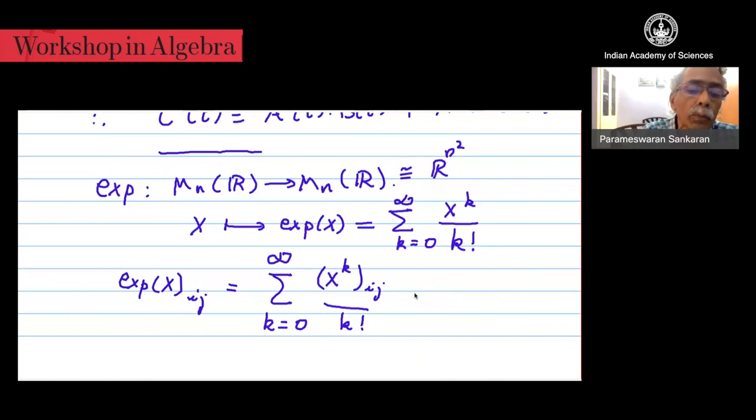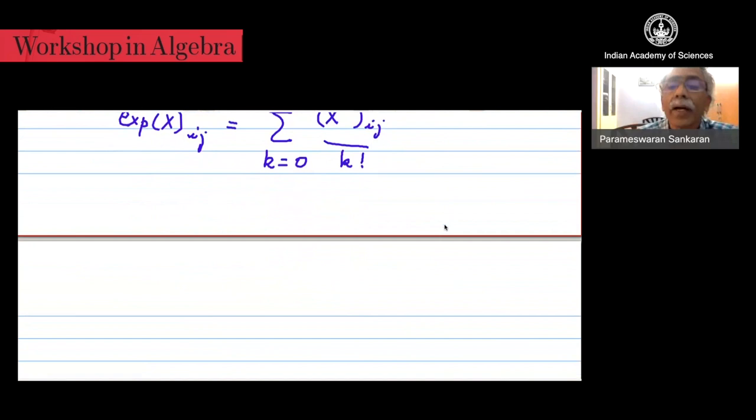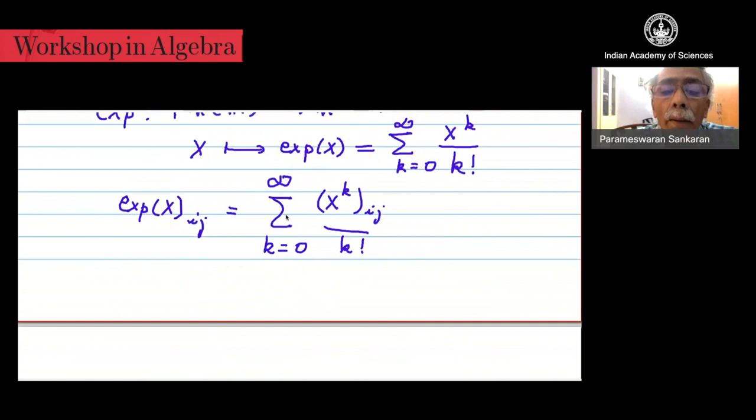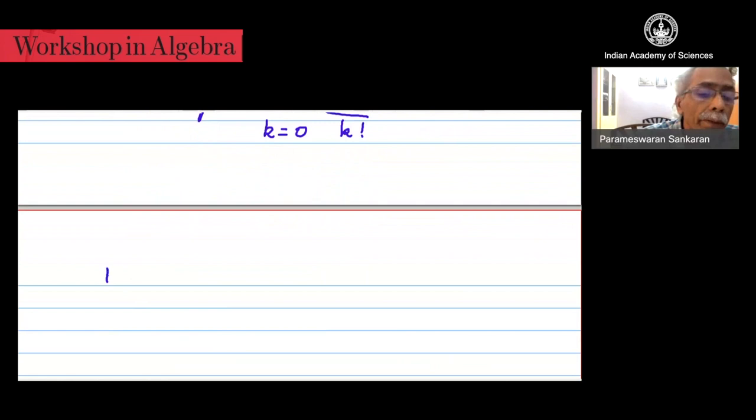But the question is whether it is convergent or not, whether it is meaningful. What happens if it becomes infinite? And in order to take care of that, you need to estimate. So you need to estimate the ijth entry of x to the power k in terms of the entries of x. Okay, so that's what we are going to do now. Okay, so there the following fact will become important.